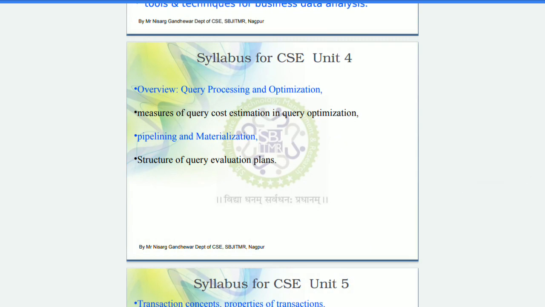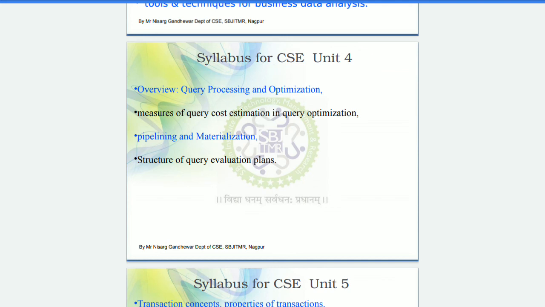So what is a query? I just told you about SQL, structured query language. Unit number 4 is based on query processing. Suppose I write a particular SQL query, then how is it internally processed by the database? That complete process is given in unit number 4. What is query processing? Then the second concept is query optimization. So what is query optimization? Query optimization is again a very simple concept.